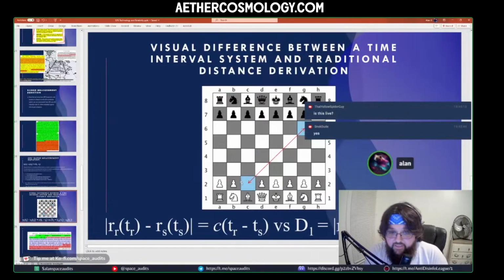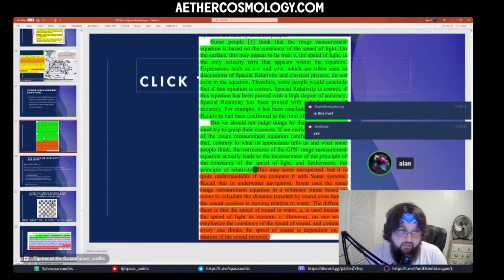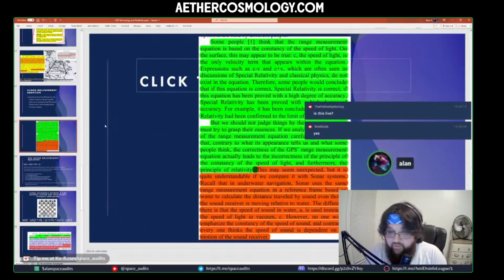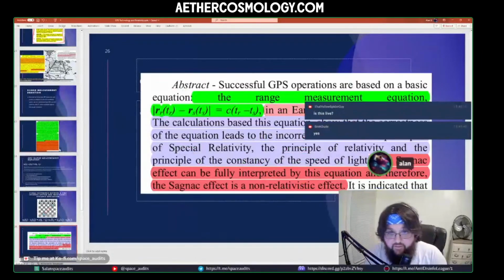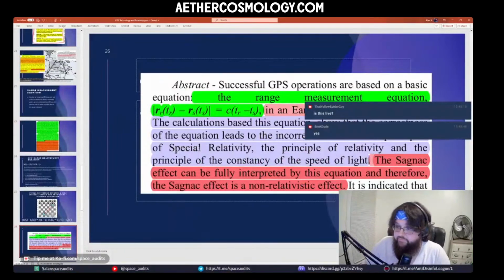to derive distance. So the only thing that's going to vary is going to be the thing that's producing the velocity term in the equation, right? Everything check out so far?